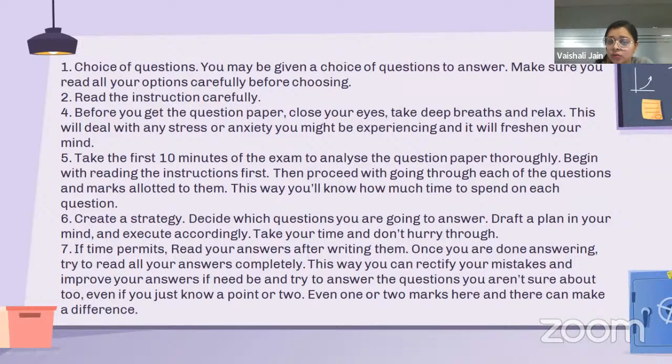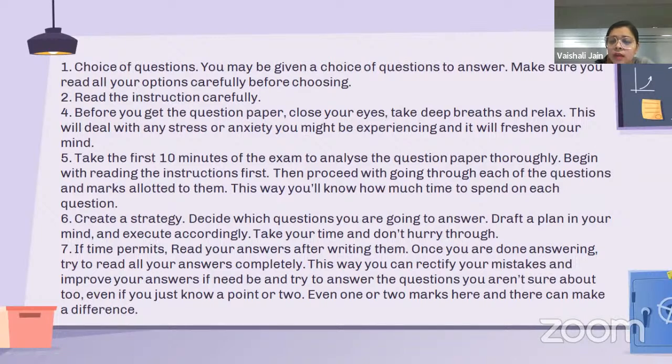So draft a plan. Once you are done answering, try to read all the answers completely, so that you are able to rectify any mistakes, specifically in numericals, if there are any. You are able to check that you have not made any silly mistake, and that the application of any formula is not wrong.